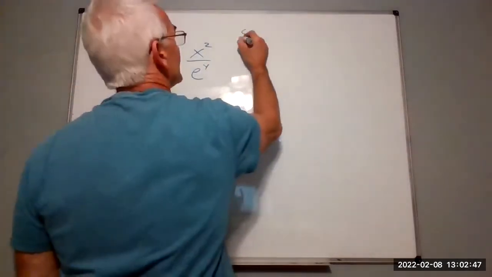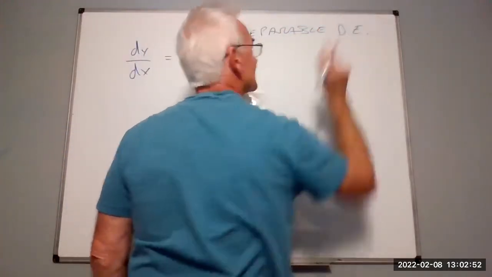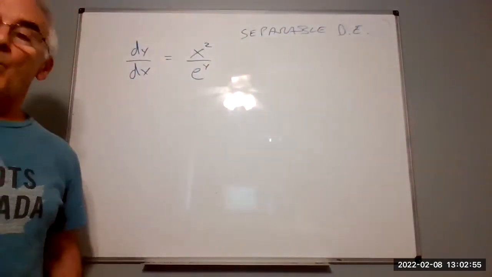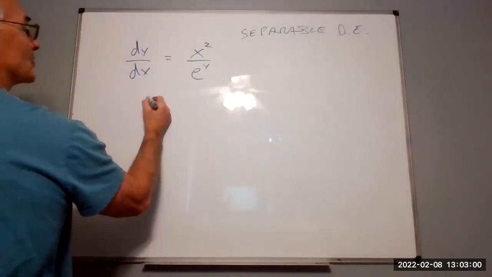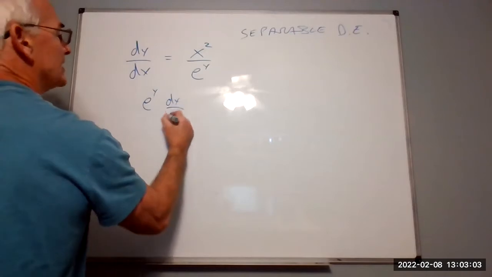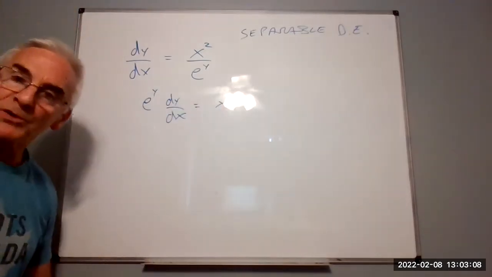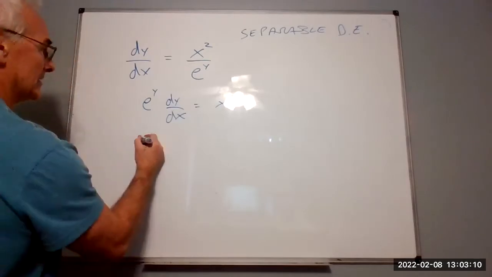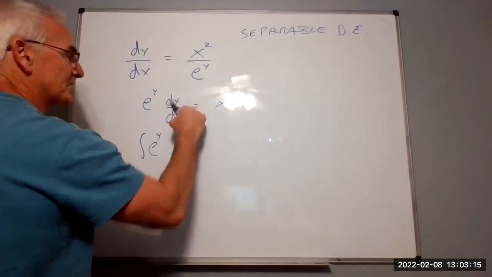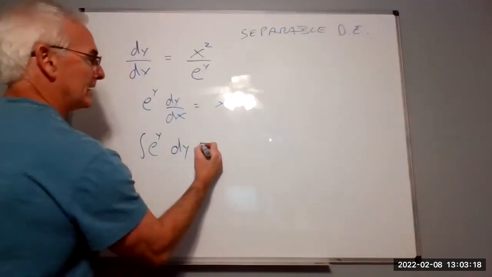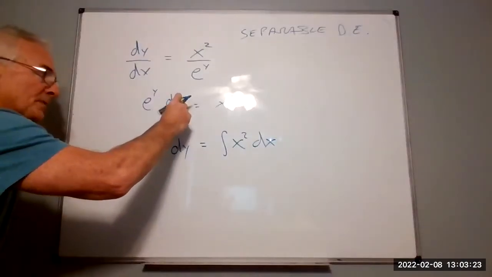This is what is called a separable differential equation, just a separable DE. And so what I want to do is I want to get the y on the other side. So I'm going to have e to the y dy dx equals x squared. Now when I integrate both sides with respect to x, the left side is going to be e to the y dy dx integrated with respect to x. I'm going to go ahead and just say dy. And the right side is x squared dx.